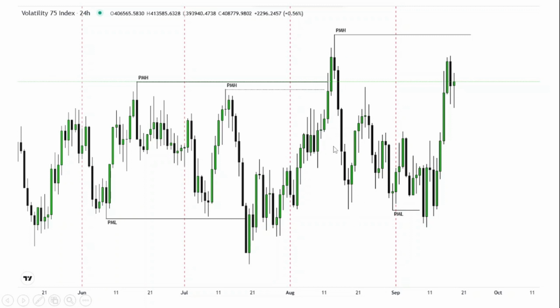Then in this particular month, we have a high, and the low of the month is created just on the last day. Then, of course, in September, which is our current month right now, we took out the previous monthly low before going higher. So this has been a short and very brief introduction.